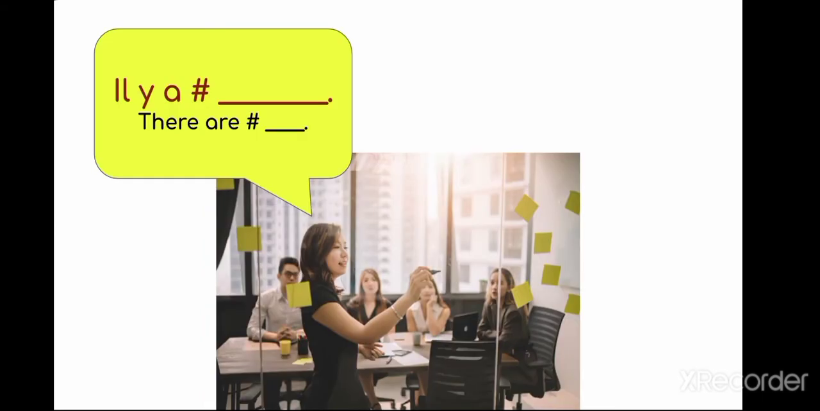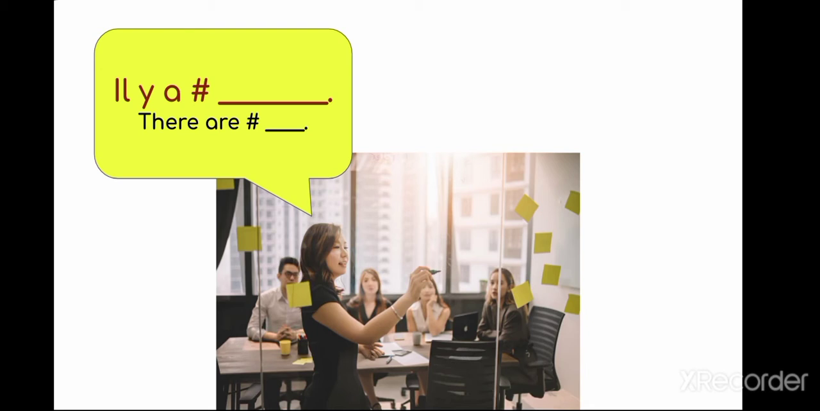To respond to that question, you could say, il y a, and then the number of objects, and then of course the object. If there's only one object, the word for the object would be in the singular form. If there are several objects, the word would be in the plural form.